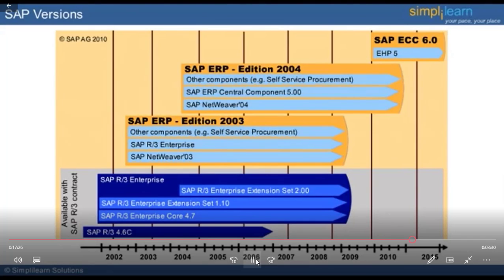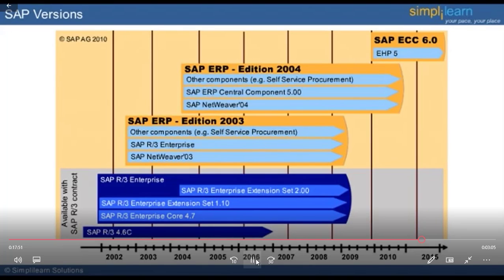SAP R3 Enterprise Central Component 5.0. SAP R3 Enterprise Central Component 6.0 and SAP ERP 6.0. Enhancement packages 1, 2, 3, 4, 5, 6.